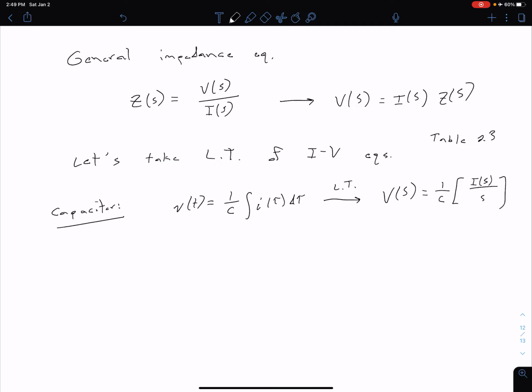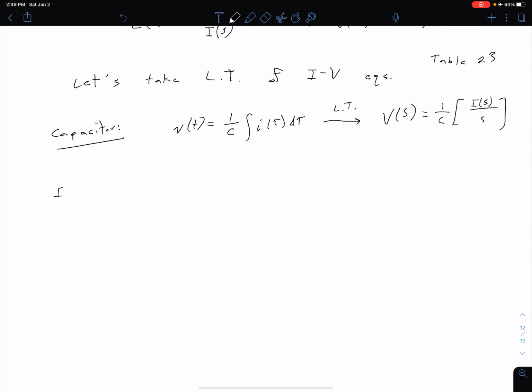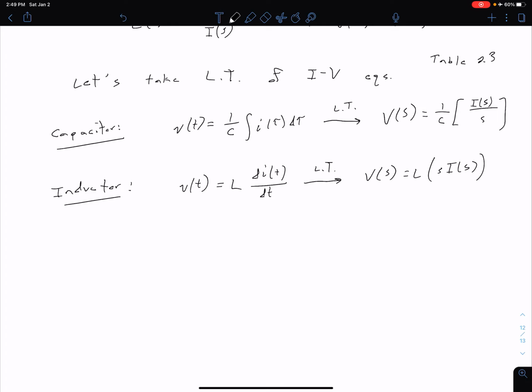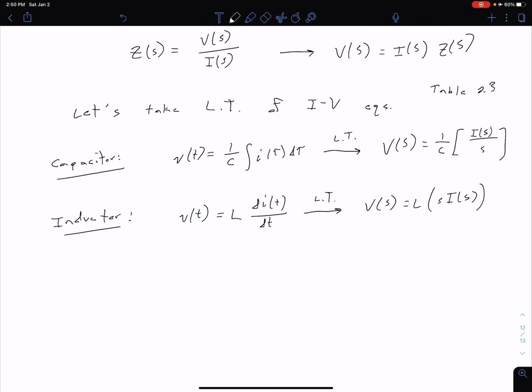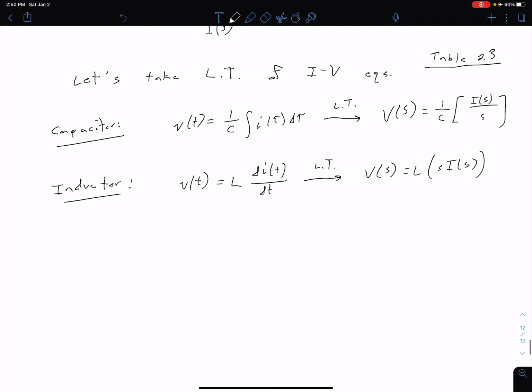Let's do a similar thing for our inductor and resistor, and then we'll come back and comment on what the impedance is for each element. For our inductor, as we saw in the previous video, the voltage is equal to L di dt. If we take the Laplace transform of that, we use our differentiation property. So V of S is equal to L times S I of S. Note we're assuming zero initial conditions; table 2.3 explicitly says zero initial conditions are assumed.